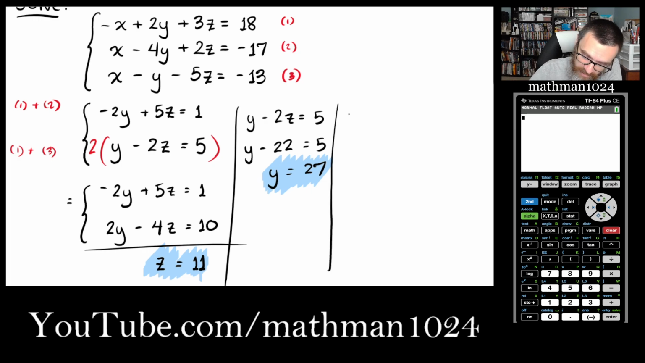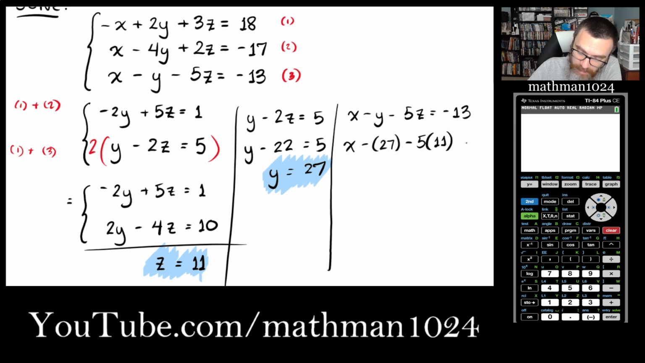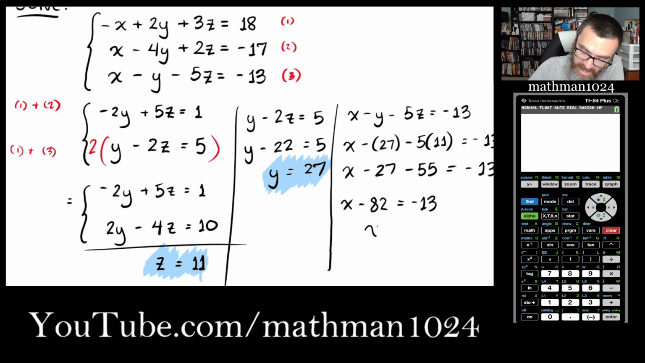All right, so let's see what we have here. So x minus y minus 5z equals negative 13. So x minus 27 minus 5 times z, which is 11. All right, so let's see. x minus 27 minus 55 equals negative 13. So let's see, 27 and 55 is 82. So minus 82 equals negative 13. Add 82 to both sides, and you get that x equals 69.